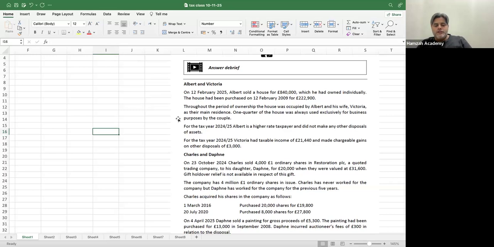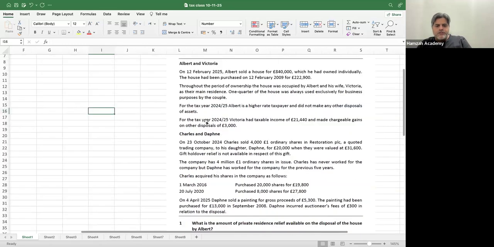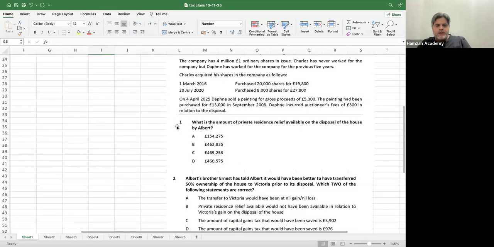And typically speaking, we are going to have an adjustment related to this. So if I scroll down over here, in point number one, the question's requirement is: what is the amount of the private residence relief available on the disposal of the house by Albert? So private residence relief is something that we can try to look up over here, right?